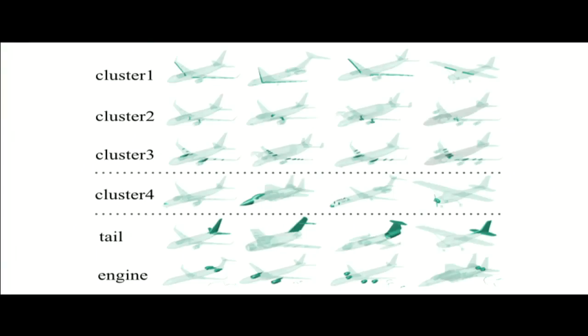Here are a few examples of clusters that were inferred from the data set for the airplane class. These are all parts that never had names in the data set, even though I think they do have real names in airplanes. And this is the tail cluster and the engine. Those were named in the data.